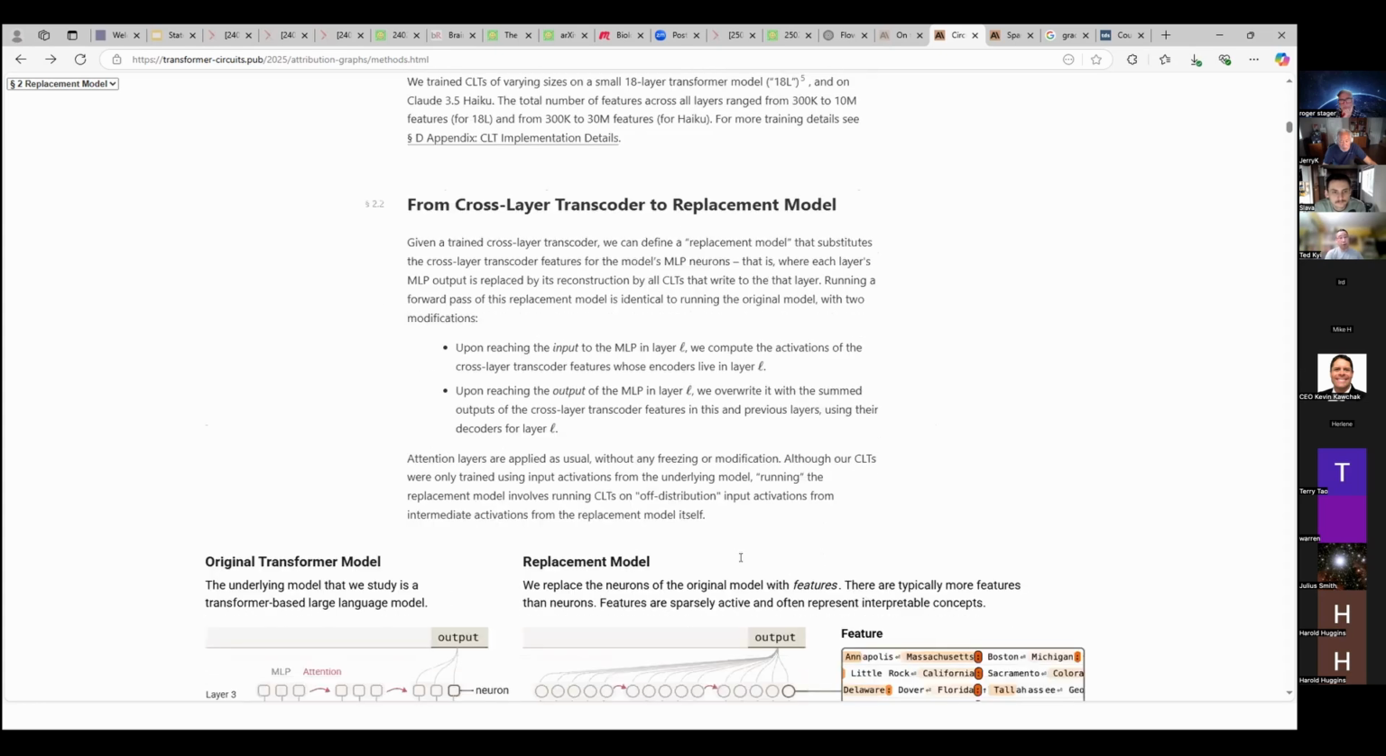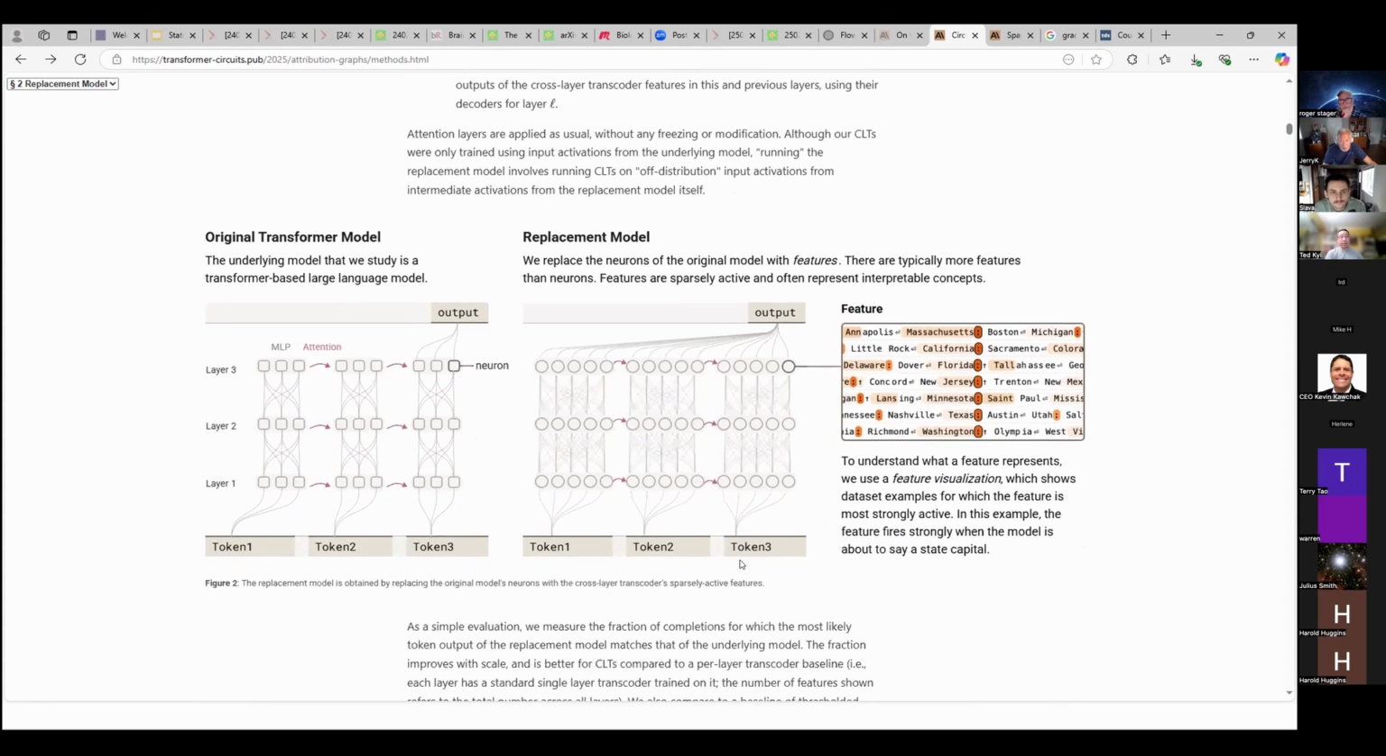Okay, so now that we have this single cross-layer transcoder that we've trained for the entire model, what we can do is this diagram, which I found a little bit hard to read. Imagine that each of these squares is an MLP. We've completely not drawn the attention or any of the other components of this model. We've just simply drawn the MLPs.